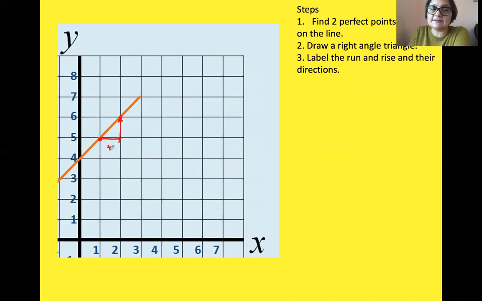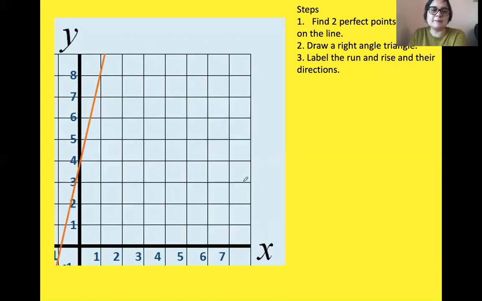And now don't forget the signs. Right and up is positive, and left and down is negative, right? So right and up, the signs are going to be positive. Left and down, signs are going to be negative. And then calculate the gradient, rise over run. And so the answer is going to be 1 over 1. Gradient is going to be 1, so positive 1.